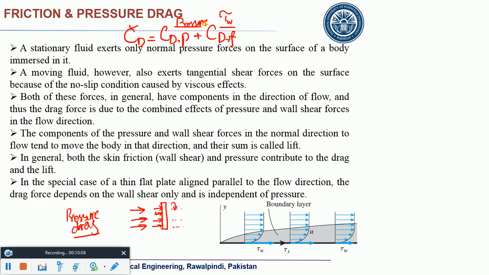I have put all the points on this slide just to summarize all those things. Otherwise, we have basically taken care of everything. So, my point is there are two components, pressure drag and friction drag. The only thing which I want to remind you, in case of flow over a flat plate or flow over a wing or flow over an airfoil, which component is dominant?